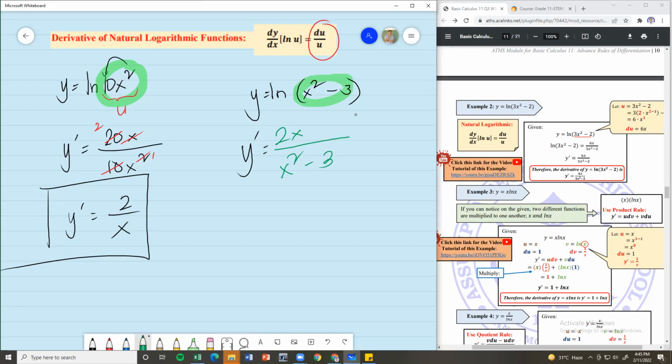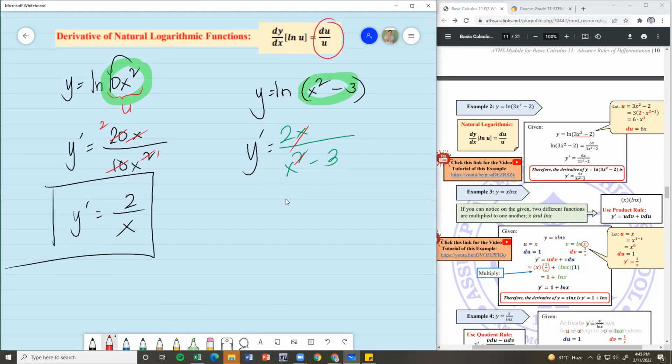Can you cancel? Can you cancel this and this? Yes or no? Can you cancel them? Yes or no? Show me a reaction. No. Our classmate says they cannot. They cannot be canceled because there is a subtraction sign in between. When there is a subtraction sign in between, you cannot.